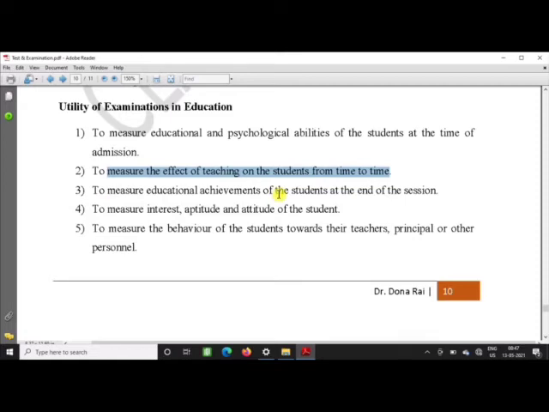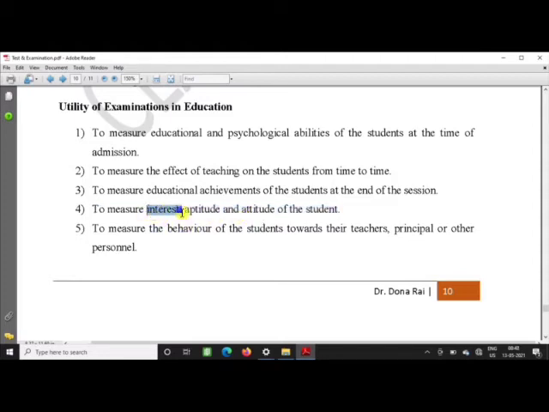Next we have measuring educational achievement of students at the end of the session. Interest, aptitude, and attitude of the student. Here also, with this examination, you can examine students' interest, aptitude, or attitude, whether they fit for a particular course that they are going to take up.